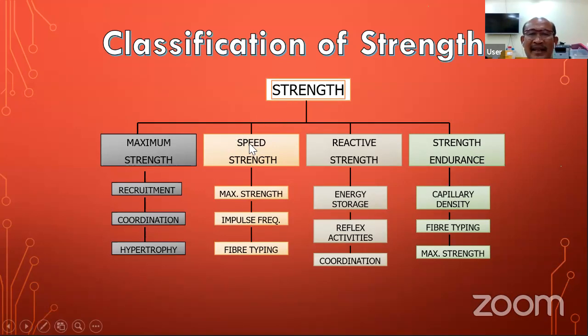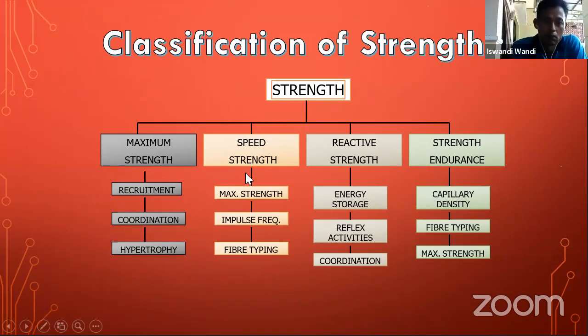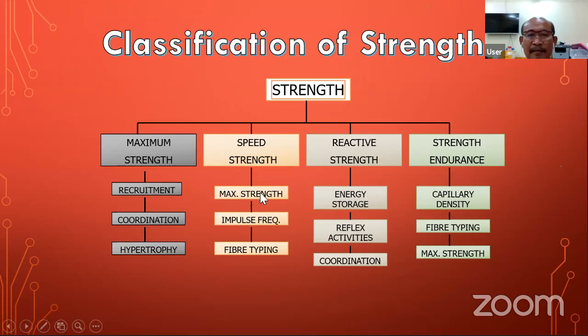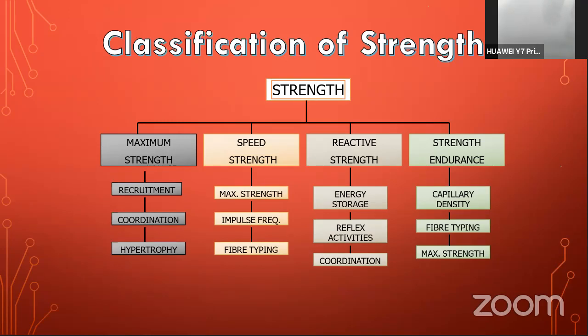Now we come to speed strength. For speed strength, we have to increase the maximum strength first, and then increase the impulse frequency, and then get a better adaptation of the fiber type so the fast twitch fiber can work better. It means we can do better explosive movement.